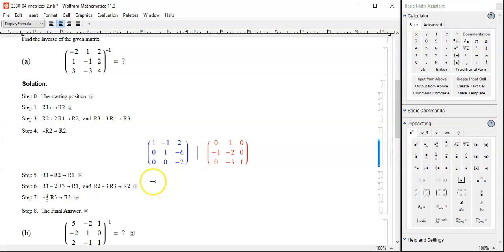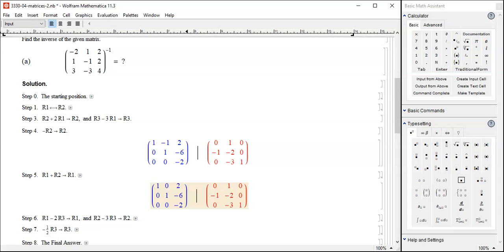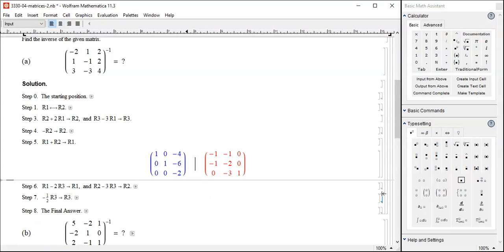Next. Let's see. I must kill off this one. So let me add 1 to this one, and then that'll become 0. Make sense? So R1 plus R2, and then replace to R1. So add up, so that's 0. Add up, so that's minus 4. Add up, that's minus 1. Add up, that's minus 1. Did I do this right? Let's check. Okay, so far so good. So this is where we are right now. We have 1, 0, 0, 0, 1, 0.